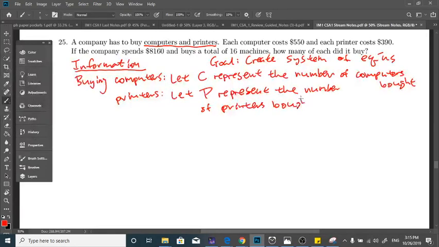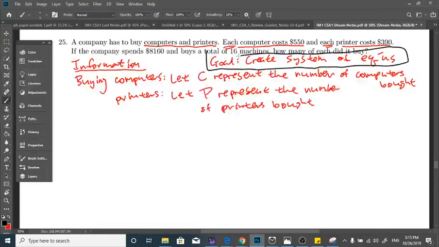Alright, so let's look at what else we know. All the information we know. Each computer costs $550. Each printer costs $390. So again, remember, the goal is to create a system of equations. The temptation is to just start plugging in random numbers to get something to work. Do not do that until the end. Actually, do not plug in random numbers ever.